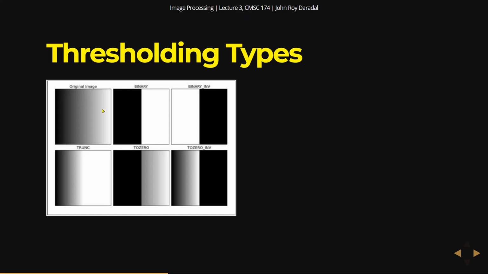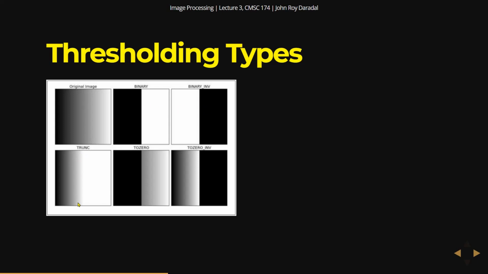Let's say that this is the original image. For binary, once you reach the threshold value, let's say the threshold is somewhere in the middle, to the left of the threshold value it will become black, and to the right it becomes white. So pixel values that are less than the threshold will be black, and pixel values that are greater than the threshold will become white. For binary inv, it's basically the invert. Instead of black on the left and white on the right, it would be white on the left and black on the right. It's basically the same, we just flip the black and white.